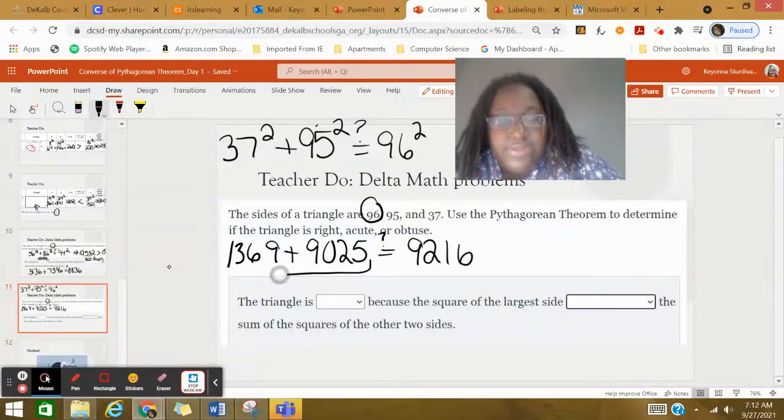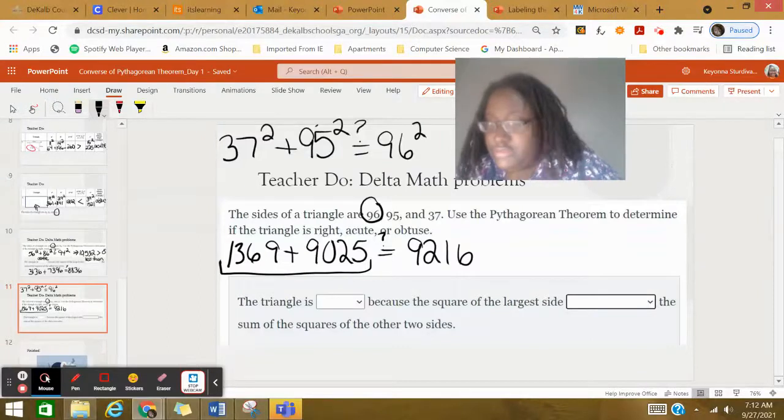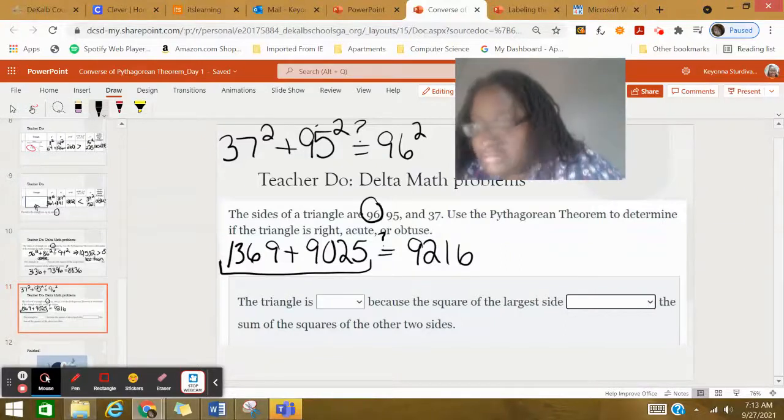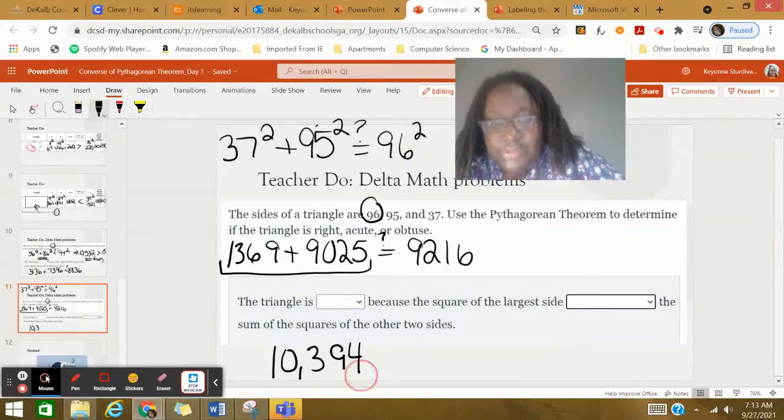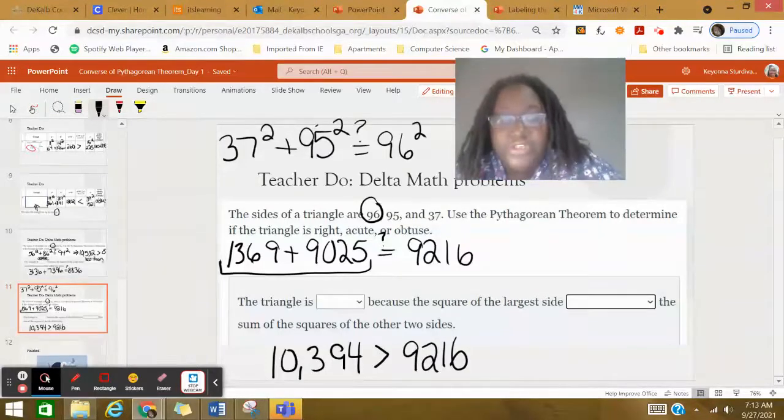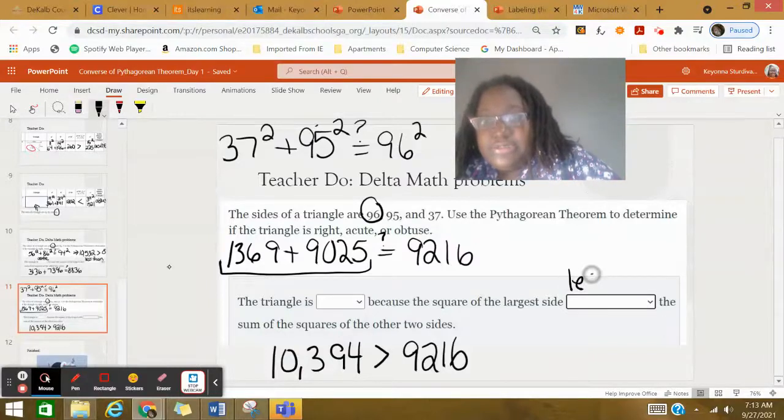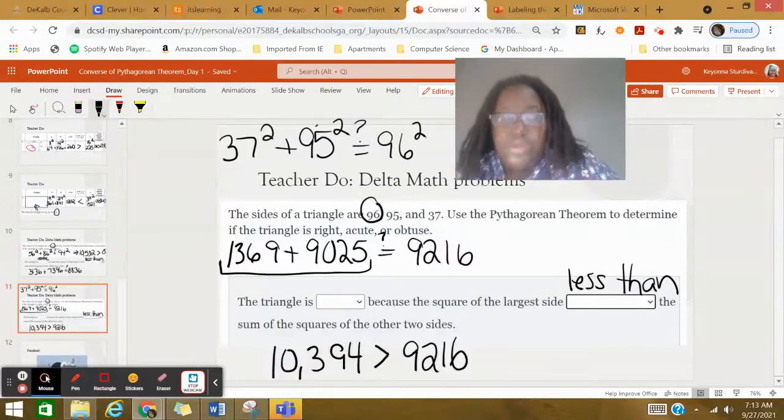Again, now I need to combine all my terms. So let's do 1,369 plus 9,025, and it gives me 10,394. And then this side was 9,216. And so again, I'm trying to figure out what's larger. In this case, the 10,394 is larger. Remember, I'm reading this from the right-hand side. So I got 9,216, which is my c squared. It's actually going to be less than. So here I'm going to write less than, hit the drop down, click less than. And then again, you need to state whether the triangle is acute, right, or obtuse. And in this case, we have another acute triangle.